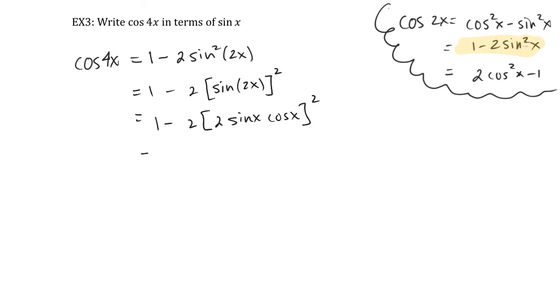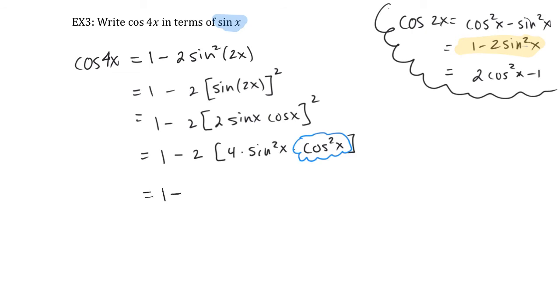So let's see, I'm going to go ahead and apply my power. So I would have 4 times sine squared x times cosine squared of x. And now, keeping my goal in mind, I don't want to have any cosines. I just want sines. So I'm going to replace that cosine using the Pythagorean identity.